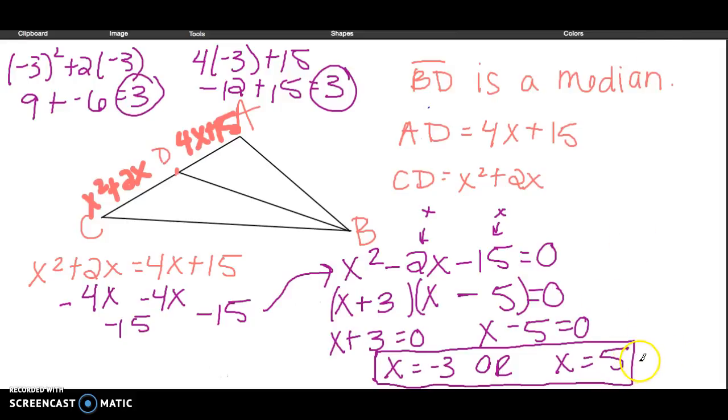You should have x equals negative 3 or x equals 5. And make sure you double check that when you plug each of those in for your x, you don't get a negative number, because otherwise that portion of the answer doesn't work.